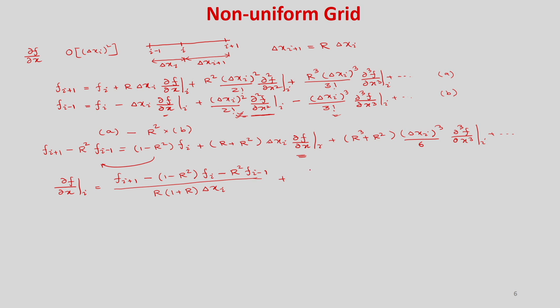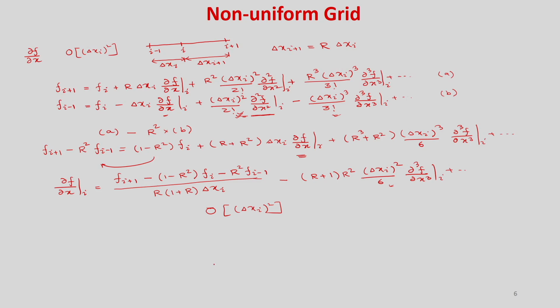Now, it will be minus (r plus 1) into r square delta x_i square by 6 del cube f by del x cube and other higher order terms. So, you can see that with this finite difference approximation you will get the second order accuracy of del f by del x. So, this is delta x_i square; the order of accuracy is delta x_i square.